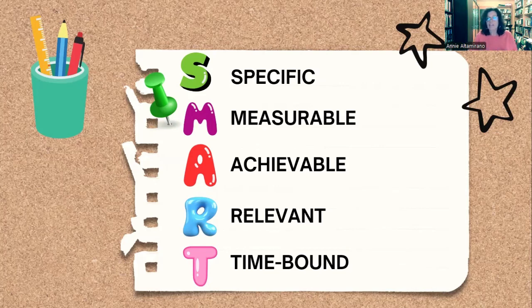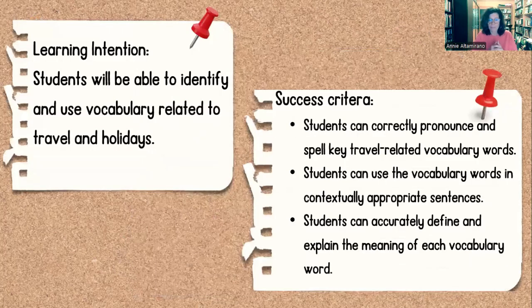So let me give you some examples. Here we have a learning intention. For example, students will be able to identify and use vocabulary related to travel and holidays. Begin by clearly articulating what you want the students to learn or to achieve by the end of the lesson. This is it, right? And then develop the success criteria.